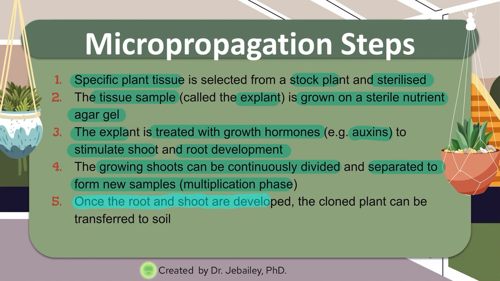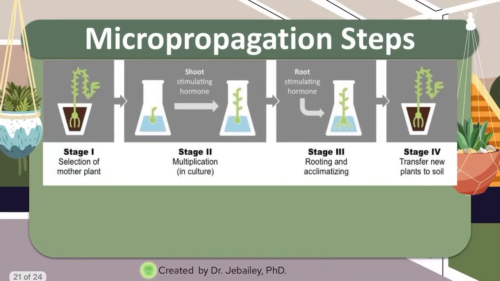Once the shoots are developed, the clone plant can be transferred to the soil. And obviously, when you grow these in a petri dish, in a nutrient agar, or in a beaker, then you can put them in the soil and have many of that. So this is the process. You select the plant you want, then you stimulate the shoot. How do you stimulate the shoot? You give a hormone. That hormone will make the shoot grow. So you can see that it grows, right? And it grows by multiplying.